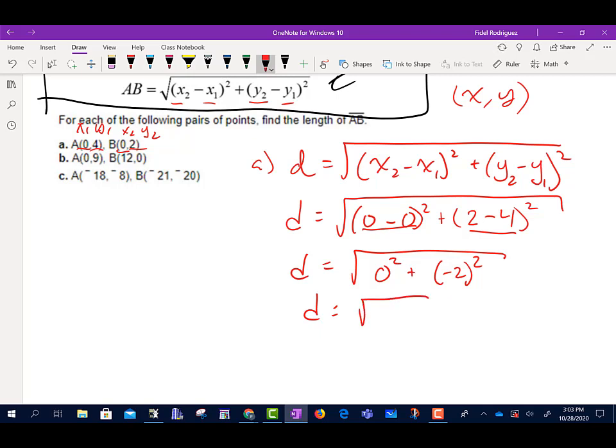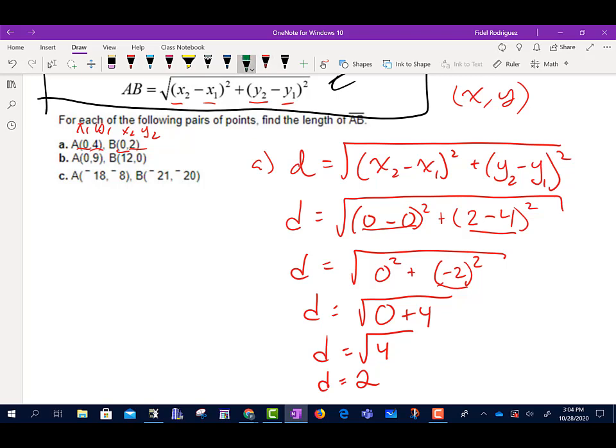Okay. So 0 squared is still 0. A negative 2 times a negative 2 is a positive 4. 0 plus 4 is 4, and the square root of 4 is 2. So for part A, there's my answer. Okay, we figured it out for part A.